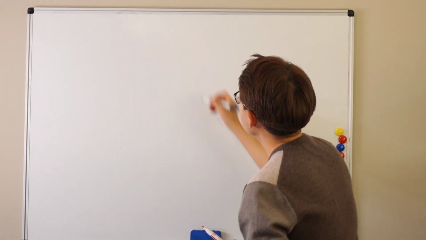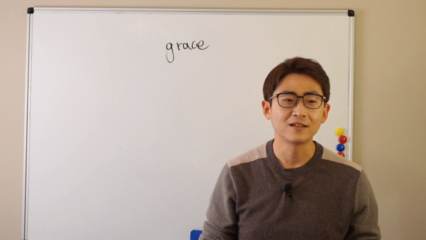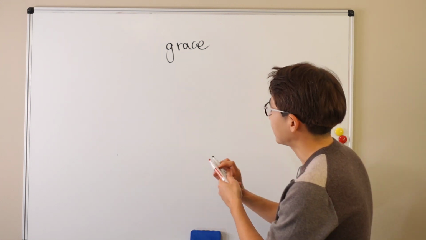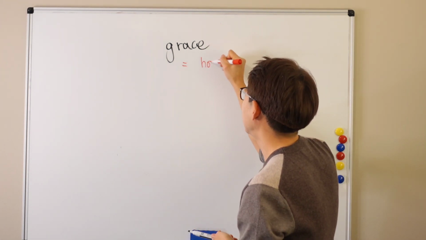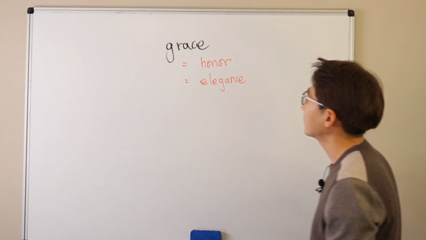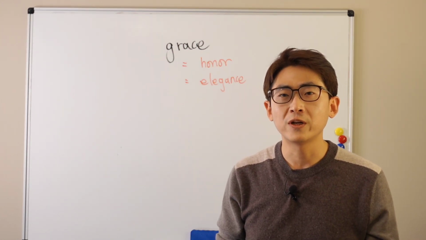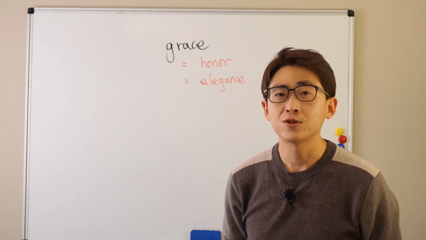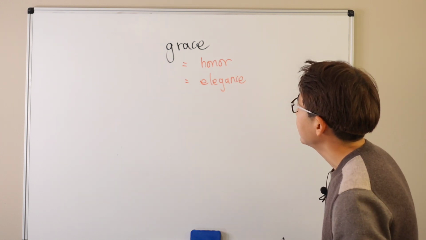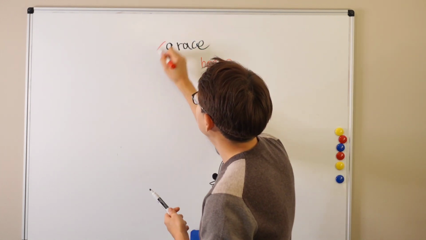Okay. The next word is grace. This is one word that Americans like the most. Even their national anthem is called Amazing Grace. Grace basically means honor or elegance. For example, when you go to a wedding ceremony, you don't wear jeans, you don't wear t-shirts, you suit up and you wear ties and a nice jacket, because it is a place that requires grace or honor or elegance.